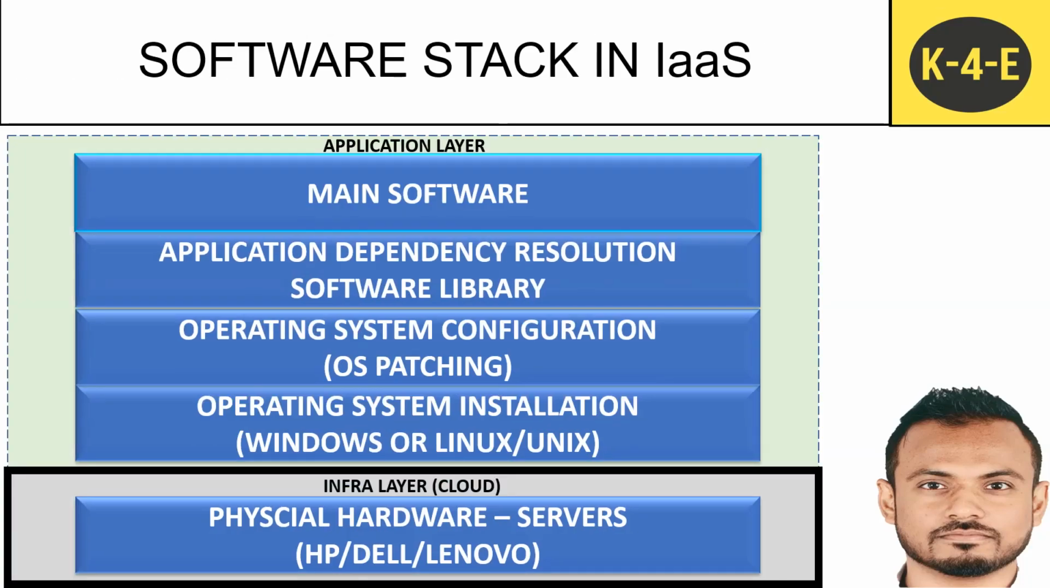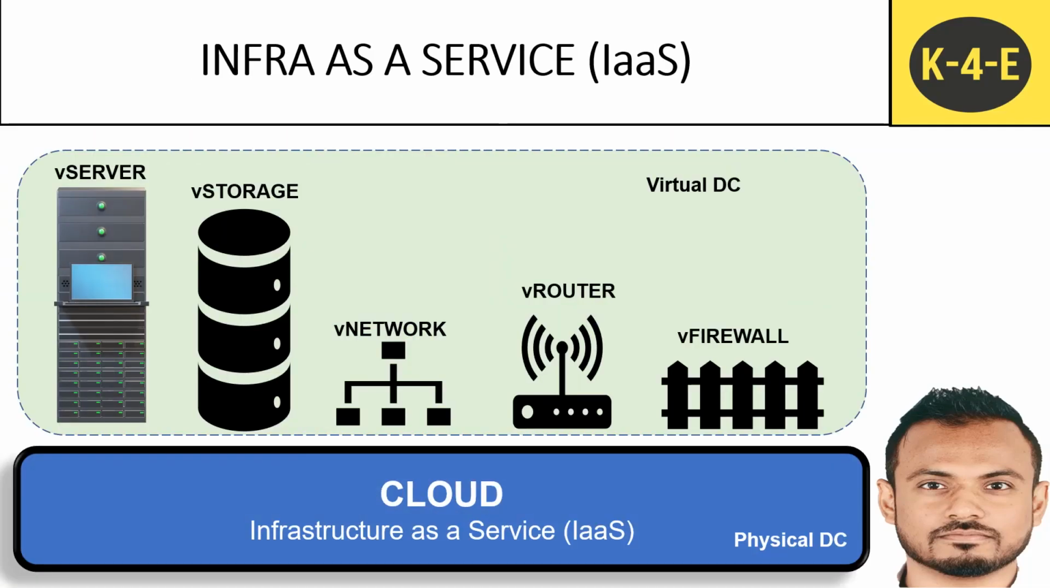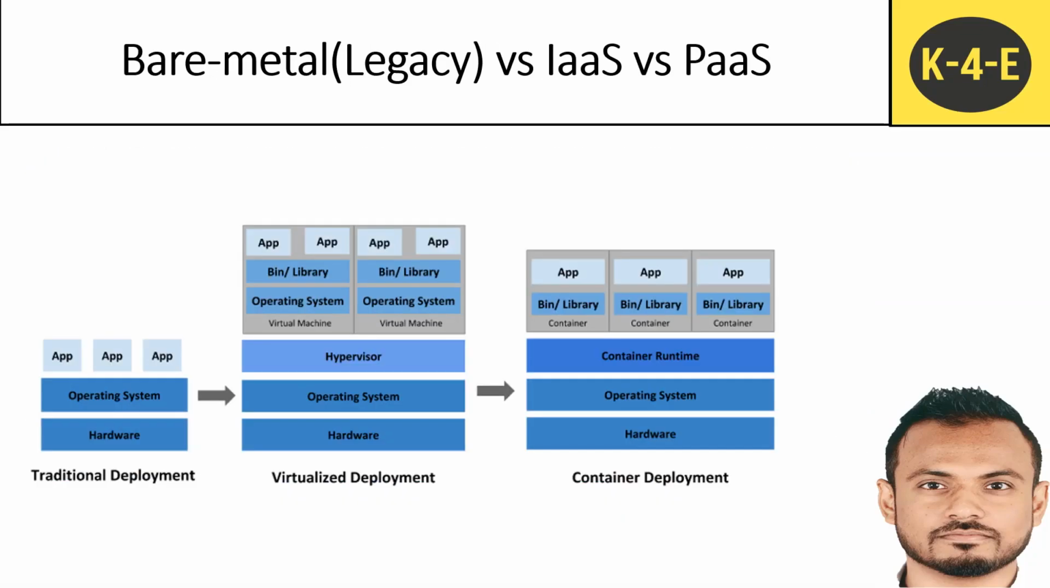In infrastructure as a service, the very first layer of the stack, which is your physical hardware, goes to the cloud service provider. Then I explained the outcome: what exactly you get as a cloud user. You get a virtual data center and all the different services of a data center, for example server, storage, networking, router, firewall, everything in a virtual format.